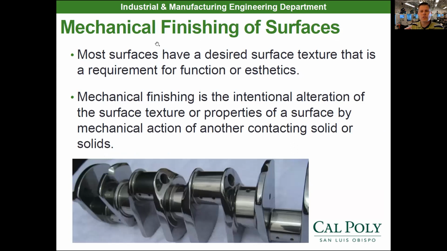Now, we're going to switch gears a little bit to more mechanical finishing of surfaces. When you design a part, it's most likely going to have a desired surface finish or texture that's a requirement for function or sometimes for aesthetics, just to make it look good. So sometimes part of design is making the thing look good. But mechanical finishing is altering the surface of the part using some sort of mechanical action. So we're having some sort of tool contact the actual part, and that's what mechanical finishing is all about. You have mechanical action of two contacting solids.